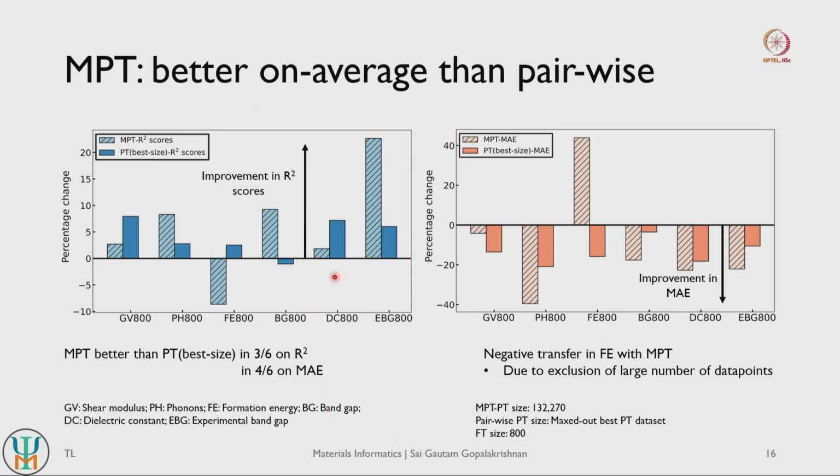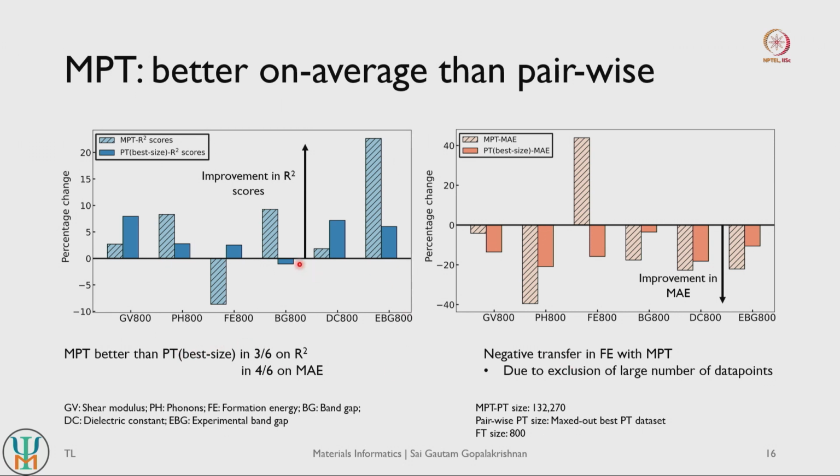So what are some of the general trends? We see that in the case of R2 scores, in 3 out of 6 cases, we see an improvement in performance with MPT models compared to your pairwise transfer models. And in the case of MAEs, we see in 4 out of 6 cases an improvement in performance in your MPT models compared to your pairwise transfer models, right. So we do see that MPT models do perform better than pairwise transfer learning models on average, right.